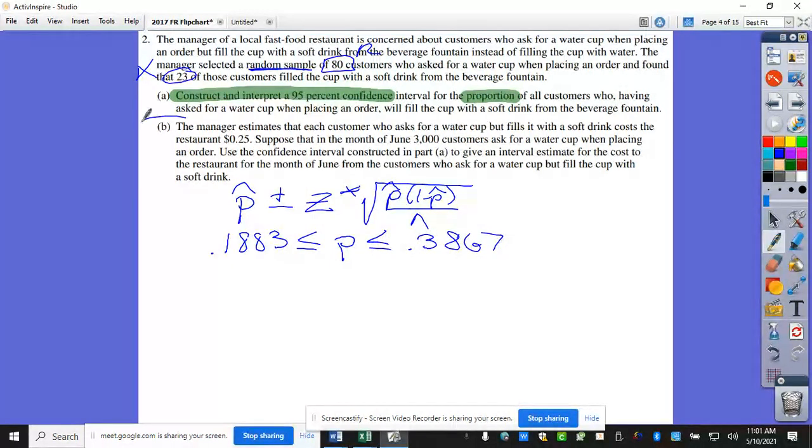So now B says the manager estimates that each customer who asks for a water cup but fills it with a soft drink costs the restaurant 25 cents. This is talking about people who do that. Suppose that in the month of June, 3,000 customers asked for a water cup when placing an order. Use the confidence interval constructed in part A to give an interval estimate for the cost to the restaurant for the month of June for the customers who asked for a water cup but filled the cup with soft drink. What do I do with this number right here?